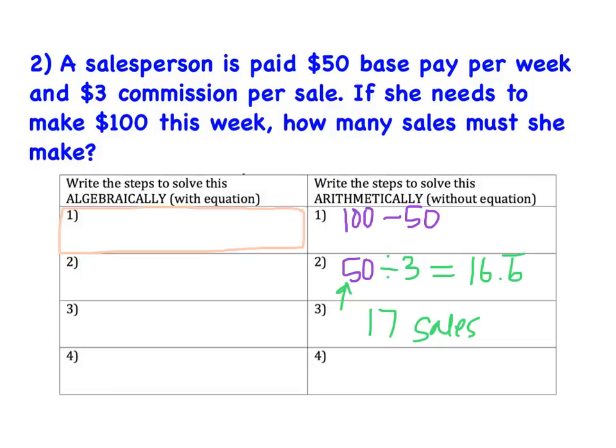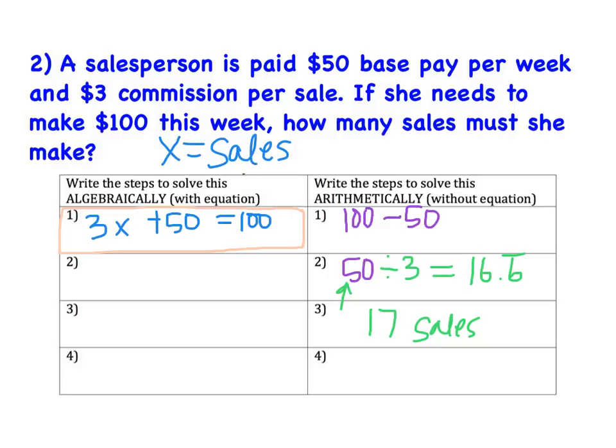Now let's try it algebraically. Okay, so let's do our equation. Well, our total is 100. The amount that stays the same, our constant, is that base pay of $50 per week. And then our variable is the number of sales. I'm going to use x to represent the number of sales. And I'm going to multiply that by 3 because I make $3 per sale. So this is my equation. Those of you that tried it on your own, how'd you do? If you made any mistakes, go ahead and fix those now.